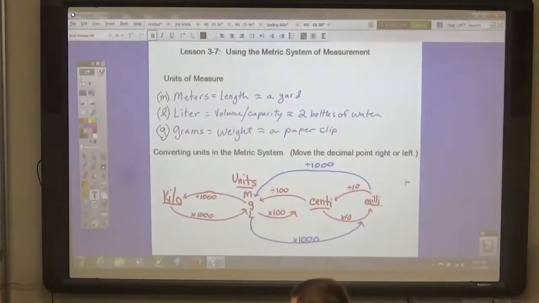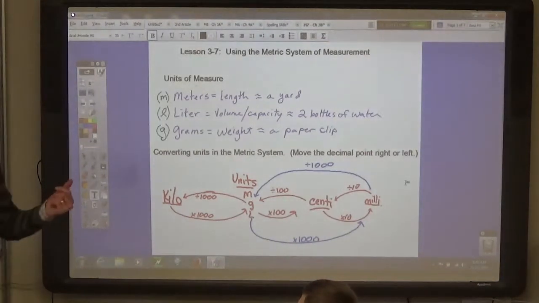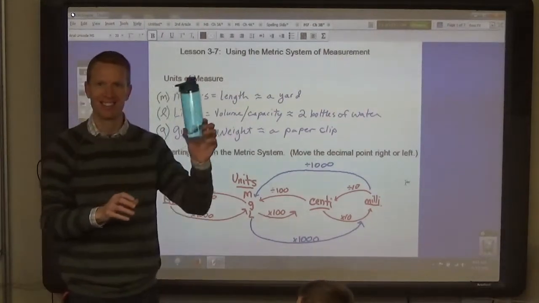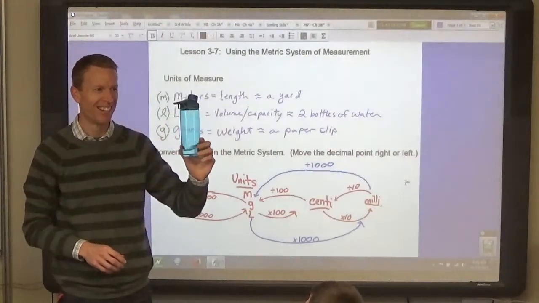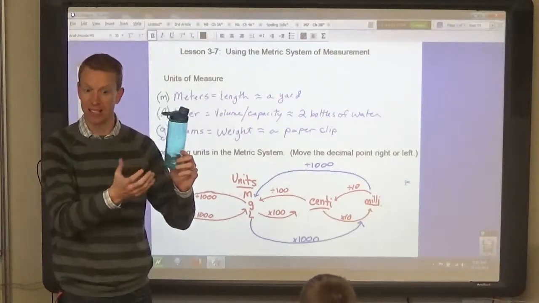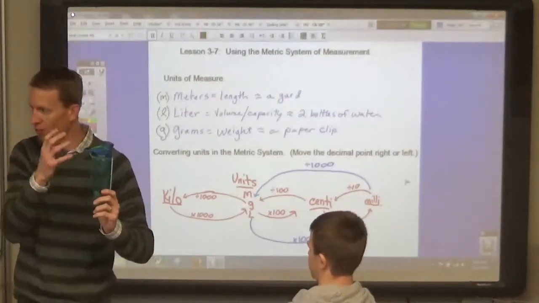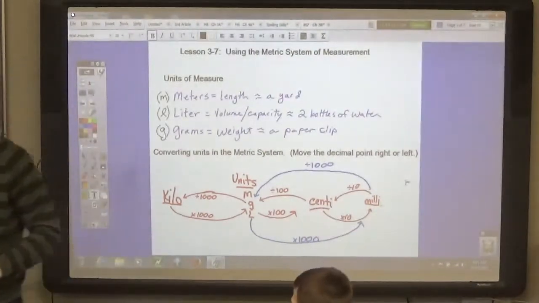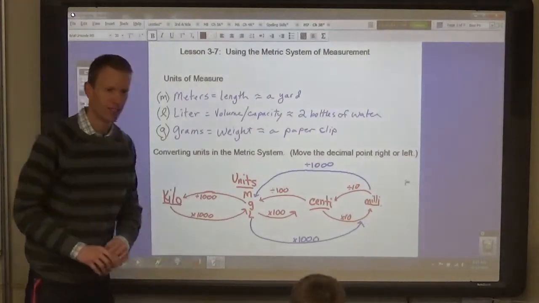600 milliliters. So a milliliter is 1,000th of a liter. There's 1,000 milliliters in a liter. And so 600 milliliters would be about 60%, or 0.6 liters. A little over half of a liter. Thank you. Then, grams.